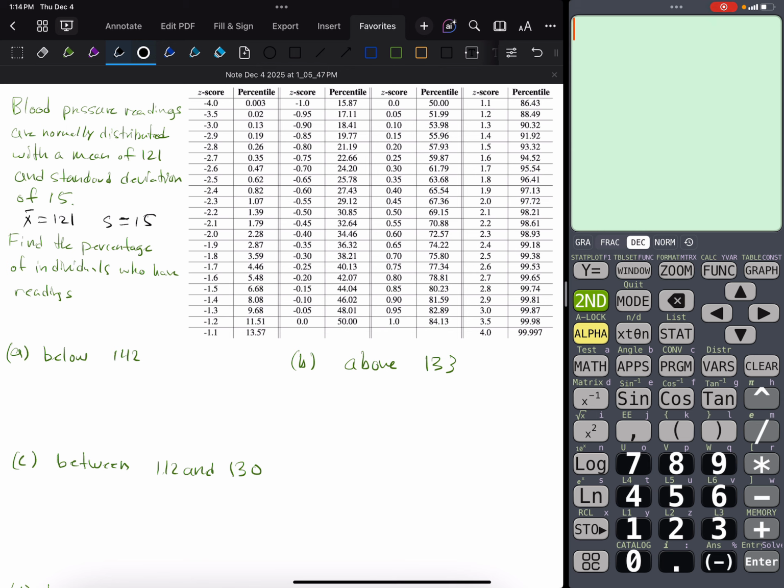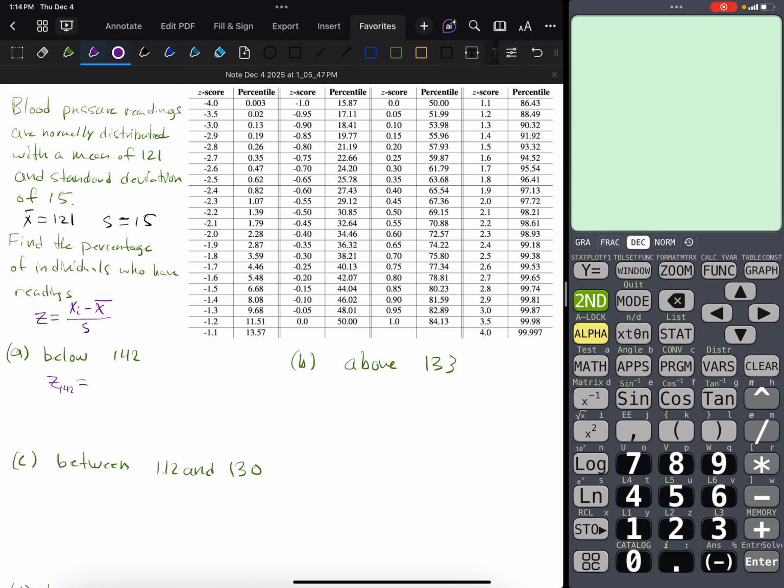And so for 142, what we're literally asking is, what is the percentile of 142? Well, I need to convert 142 to the distribution that this table was calculated on. I do that by calculating my z-score. So the first thing I need to do is find out what is the z-score of 142. I'm going to call it z142. My z-score formula, I'll write it up here: z-score equals my x value minus my x bar, my mean, divided by my standard deviation.